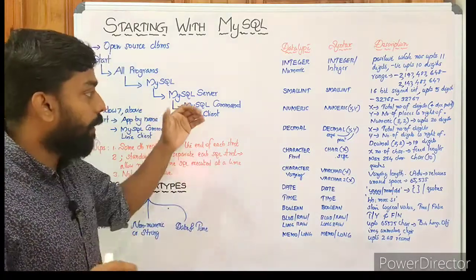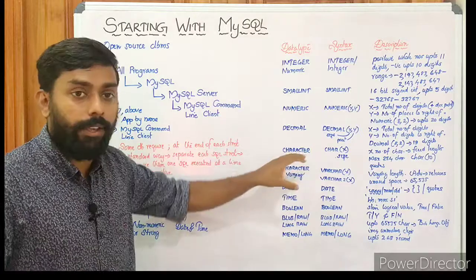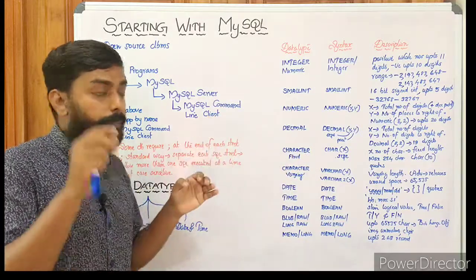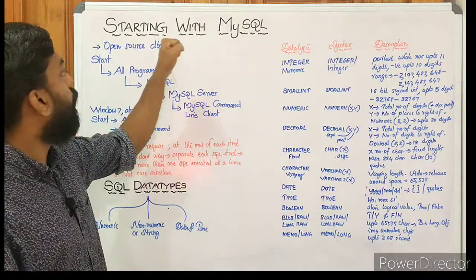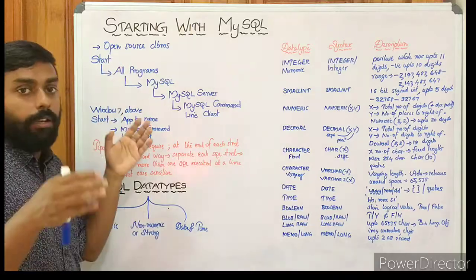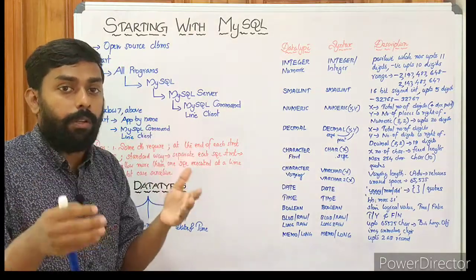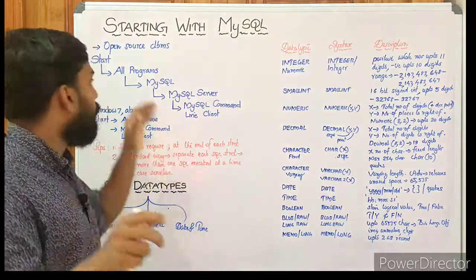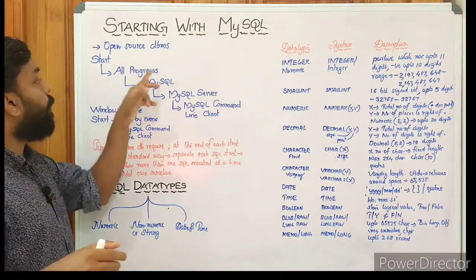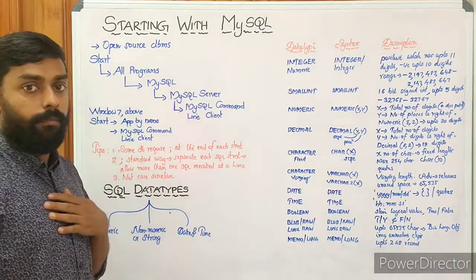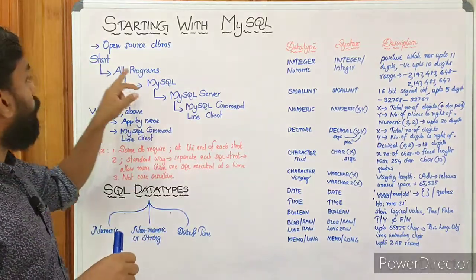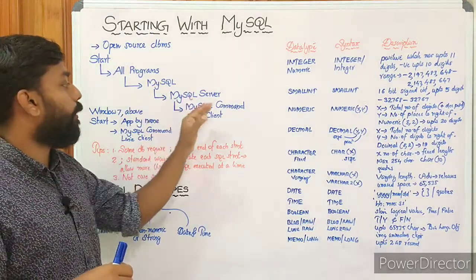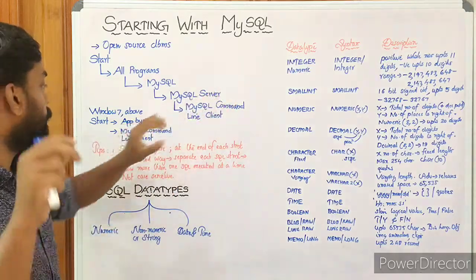Now let's have a quick revision. After that, we can compare char and varchar. The first topic is MySQL. MySQL is open source. First, you have to install the software. You can go to the website and download it directly, free of cost. After that, you can start it: start, all programs, MySQL, MySQL Server, MySQL command line client. This is the interface we are working in.